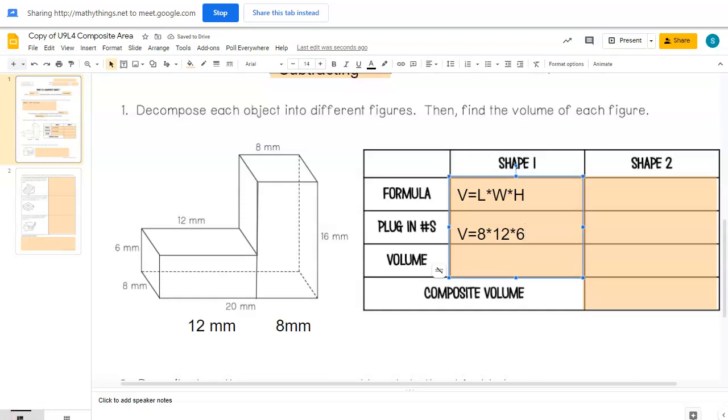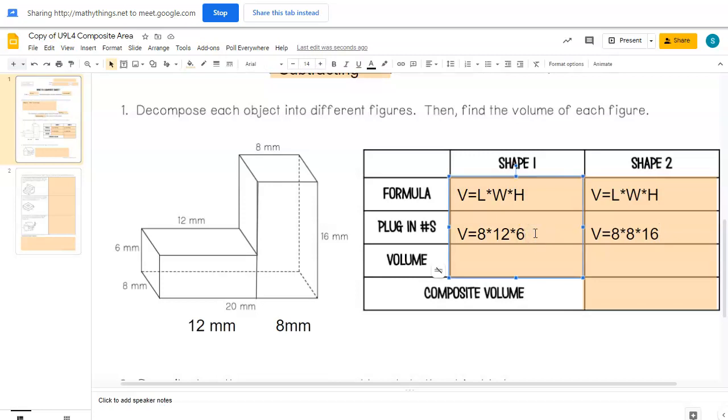For this one, we're going to use that same setup. Volume equals length times width times height, except now we're going to use 8 by 8 for our base, and then it's 16 tall. So it's 8 on this side, and 8 on this side, and then 16 this way. We're going to go ahead and compute those on a calculator.